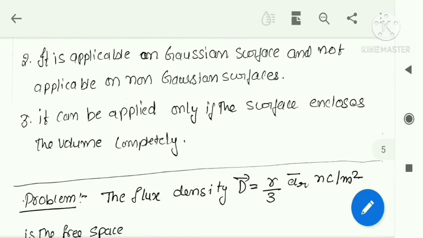It is only applicable for Gaussian surfaces, meaning the enclosed surface. For other surfaces it is not applicable. It can be applied only if the surface encloses the volume completely. If it encloses the complete volume, then only we can apply this law, otherwise we cannot.